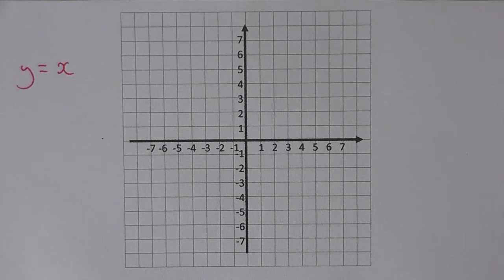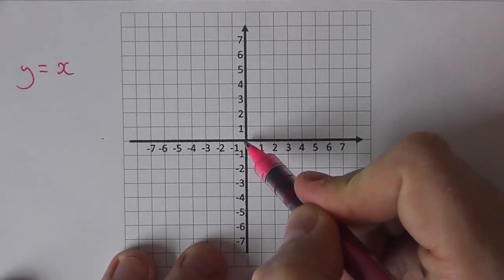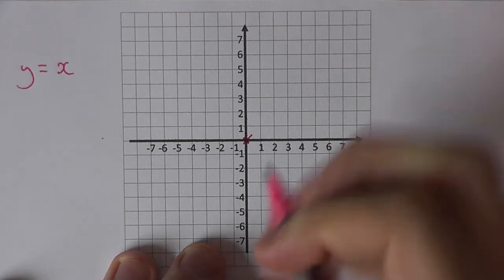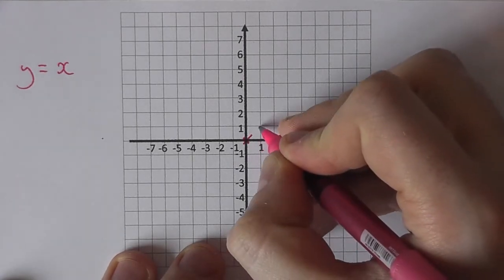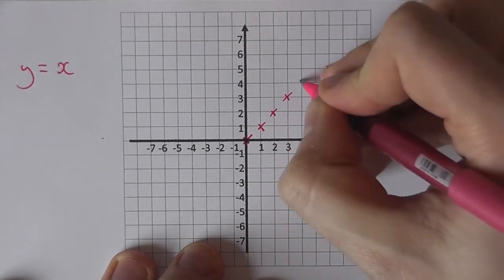For any input and output pair for this graph, y equals x, there will be something that's true about them. If y equals x, then whatever x we input, the output y will be exactly the same. So if x is 0, then y is 0. So there is a point on my line: 0, 0. If x is 1, then y is the same: 1, 1, 2, 2, 3, 3, 4, 4, and so on.